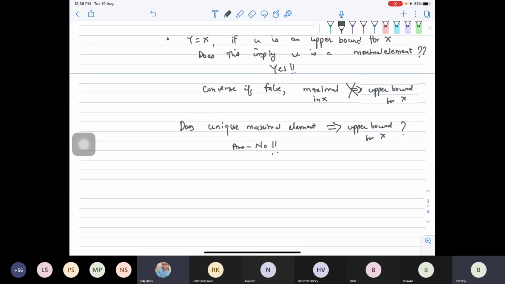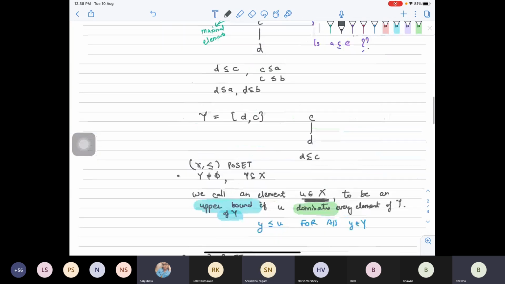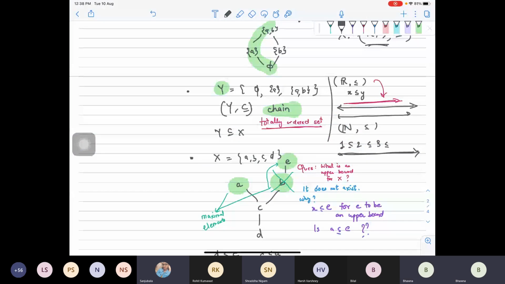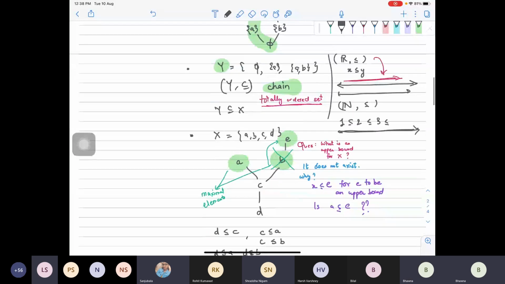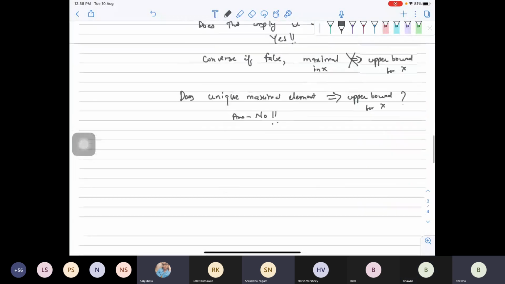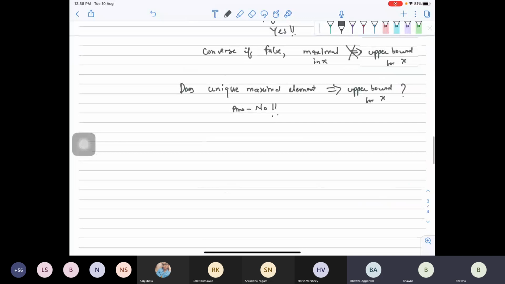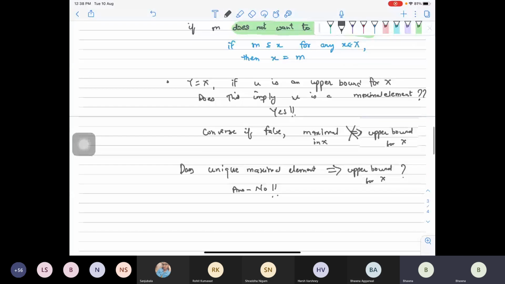Ma'am, the counterexample has already been given above. E is maximal but it is not an upper bound. E and A are both maximal, and both are not upper bounds. But the question is for unique. Ma'am, can you say upper bound doesn't belong to the set?